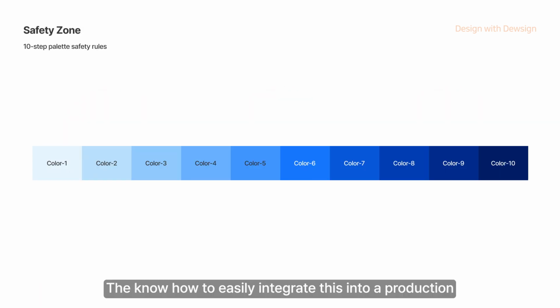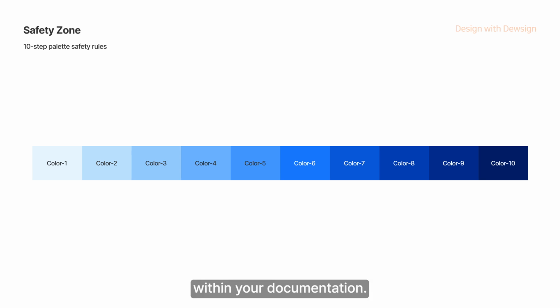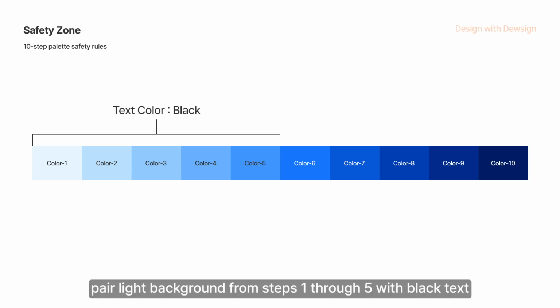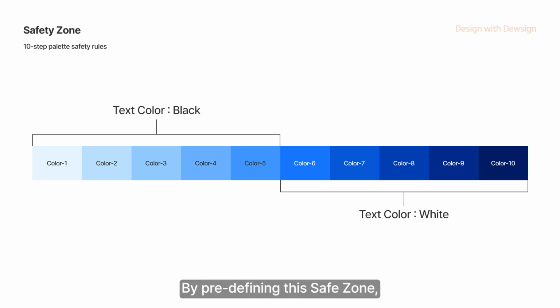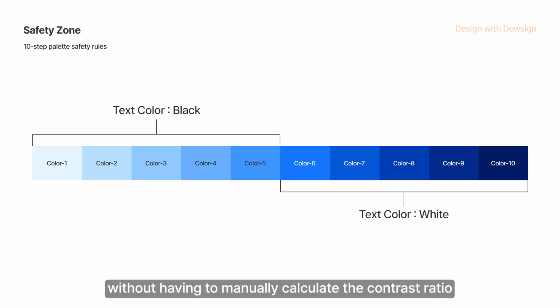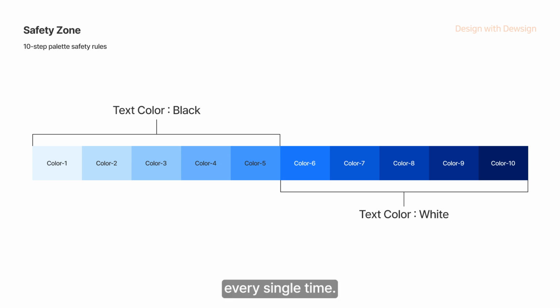The know-how to easily integrate this into a production design system is to officially declare a safe zone within your documentation. Within our 10-step palette created by formulas, you establish a guide. Pair light backgrounds from steps 1 through 5 with black text and dark backgrounds from steps 6 through 10 with white text. By predefining this safe zone, anyone on the team can automatically maintain safe accessibility without having to manually calculate the contrast ratio every single time.